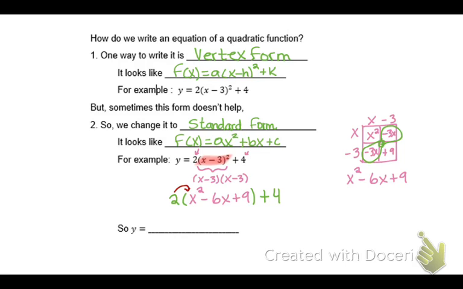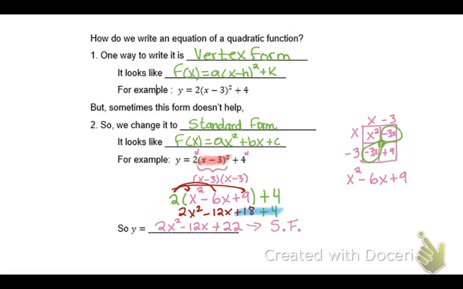So now we get 2x squared. And then 2 times negative 6 is negative 12x. 2 times positive 9 gives us 18. And now we add 4 to it. Okay, I just brought down the 4 that I had on the outside. So now the last thing we gotta do is to combine like terms. So we get y equals 2x squared minus 12x plus 22. This right here is the standard form of my quadratic function.